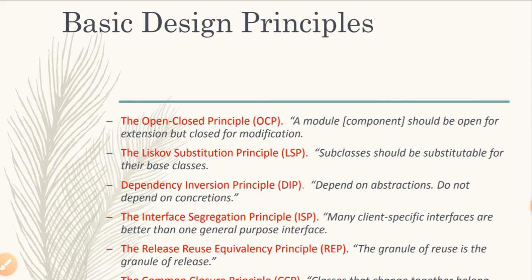Next one is the common closure principle, also called CCP. That is, classes that change together belong together. That is, if you give the even number of pages as a first priority, then your second priority should be the odd number of pages, so that you can properly print your document. Next one is the common reuse principle, also called CRP.